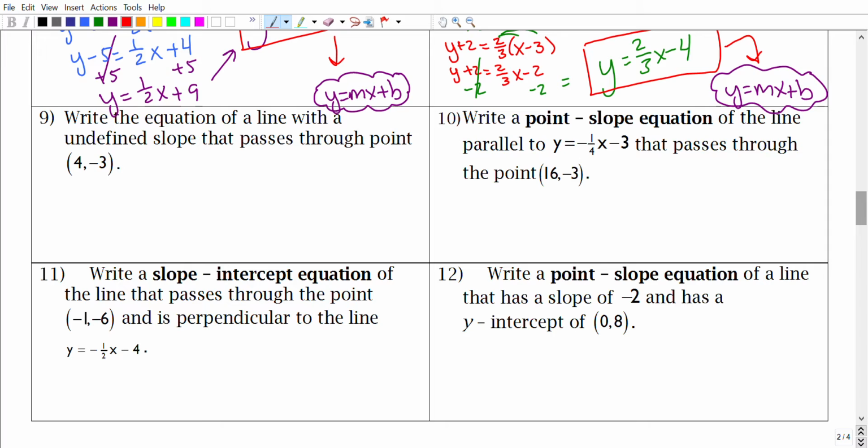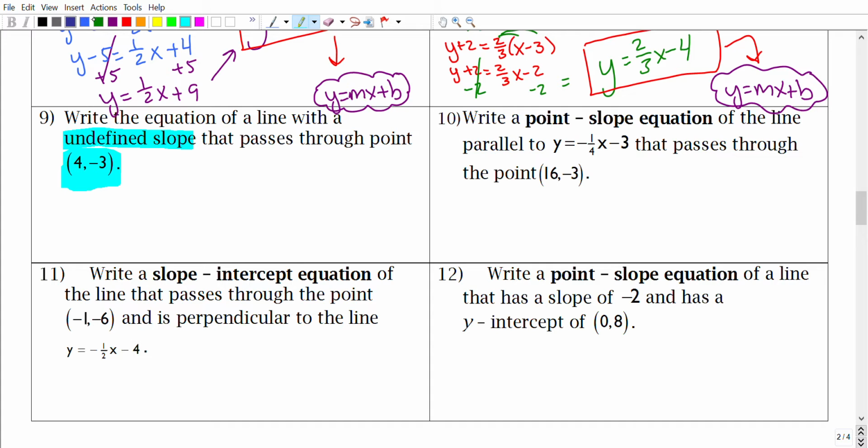Okay, let's go ahead and go through 9 and 10, and then I'll have you try 11 and 12 on your own. So let's see. It says write the equation of a line with an undefined slope that passes through the point 4, comma, negative 3. Now, this seems to be a review from last time. We have an undefined slope, and we also have the point 4, negative 3.